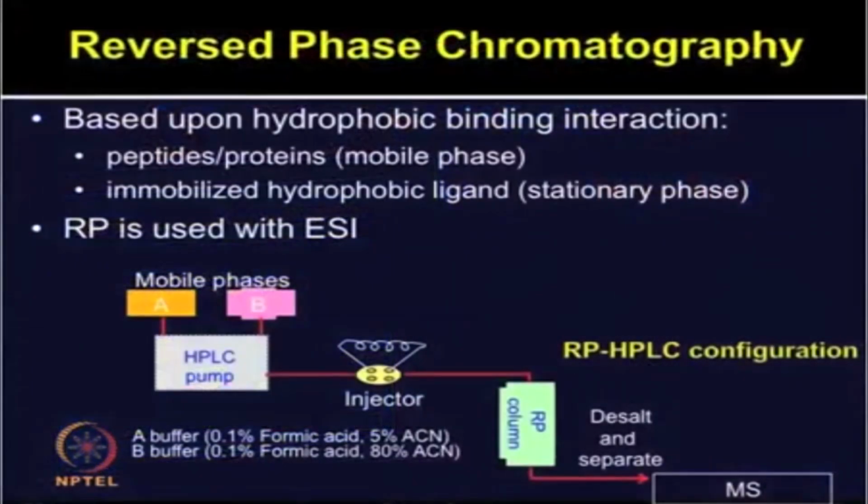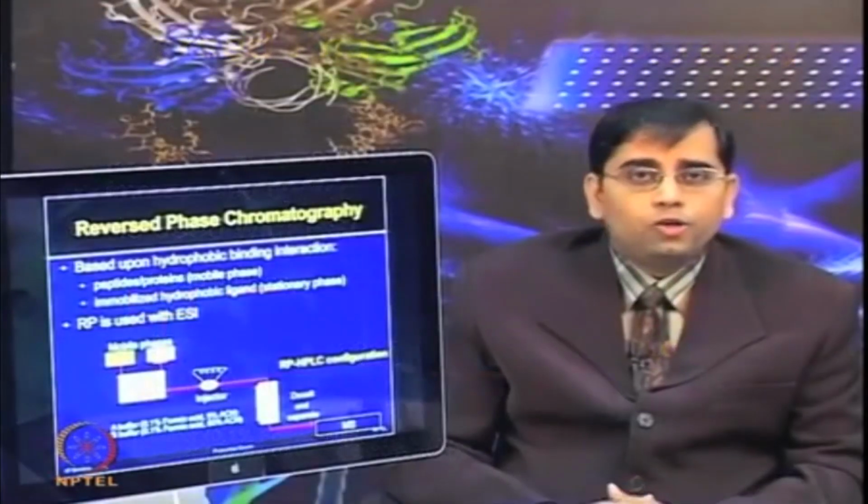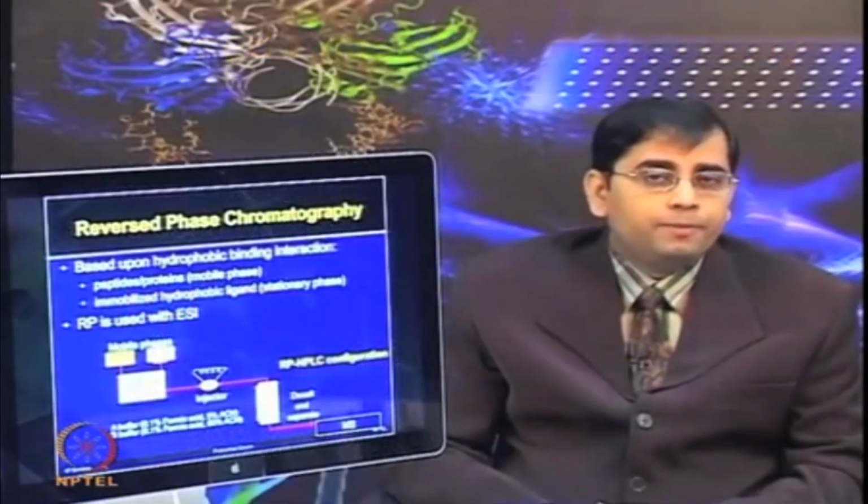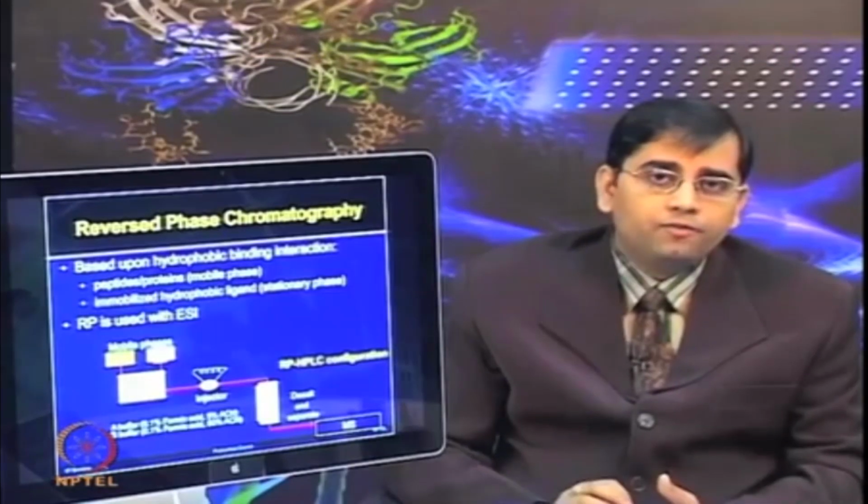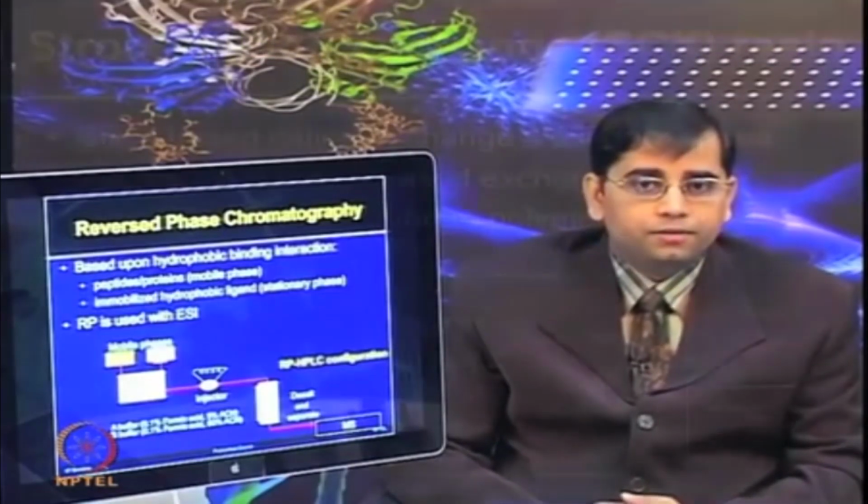Molecules are bound on the column by means of hydrophobic interactions and are eluted out when the solvent polarity is modified. Reverse phase chromatography is mostly used with electrospray ionization in mass spec due to its compatibility with the acidic aqueous and polar mobile phase of ESI. It is also used for desalting the peptides before injecting for electrospray ionization.